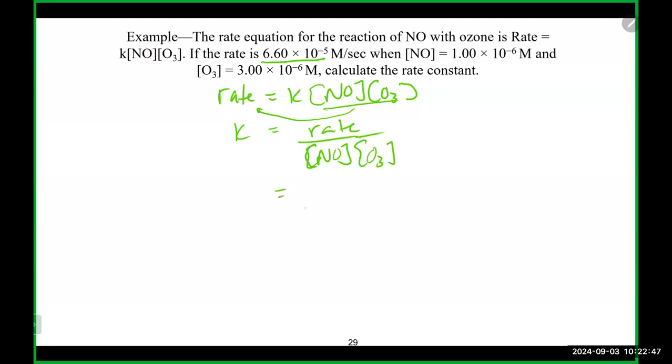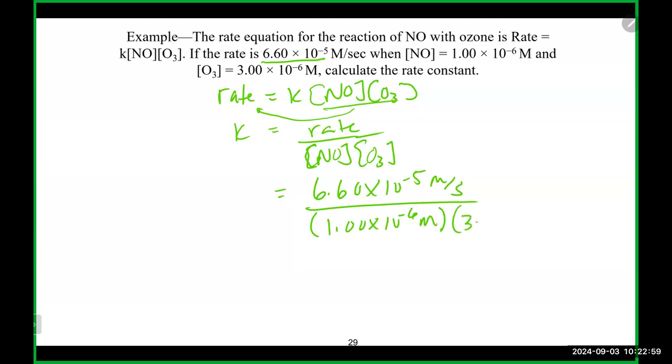So pop in the numbers since they gave us all those numbers: 6.60 times 10 to the minus 5 molar per second, divided by our NO concentration of 1 times 10 to the minus 6 molar and our 3 times 10 to the minus 6 molar. And in this case, we will end up with about 2.20 times 10 to the minus 7.